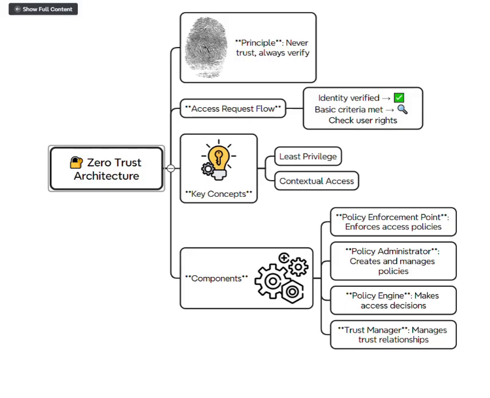In this kind of setup, there are a few moving parts. The policy enforcement point is like a bouncer at the door. It decides who gets in. Behind the scenes, the policy administrator writes the rules, while the policy engine makes the actual decisions based on those rules. There's also the trust manager, which helps maintain trust across users and devices. All these pieces work together to make sure access is secure and tightly controlled.